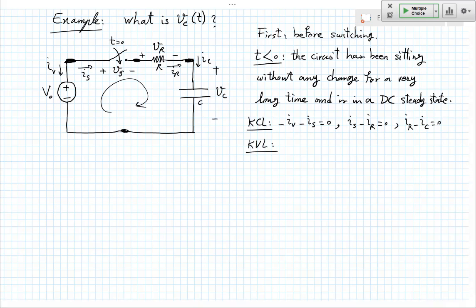So now let's write the KVL. Minus V naught plus Vs plus Vr plus Vc equals 0. That's the KVL. How about element relationships? Well, we have the value of V naught. So that's the voltage of the source. We know that the switch is open, right? So Is is 0. This is an open switch. So that's another element relationship.